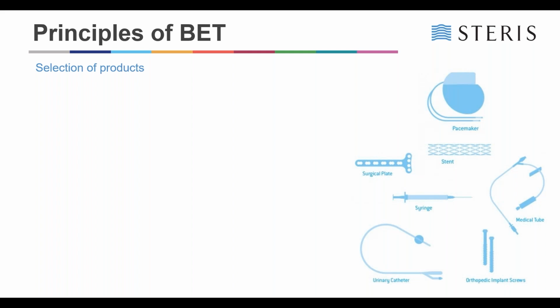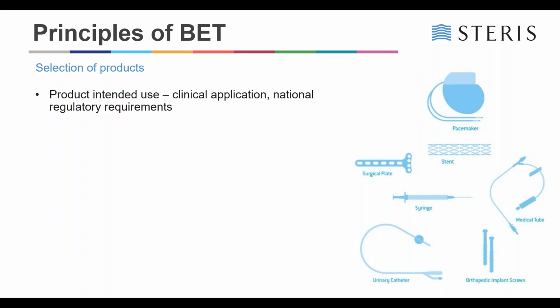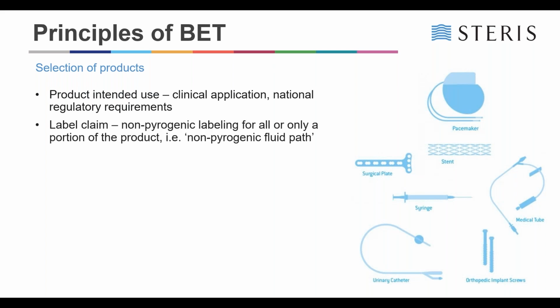So the next thing that we want to look at is some principles of BET. And the first concept here that we have is a selection of products. So the selection of products, first would be products of the intended use and how the product will be used in a clinical setting. Products can be with a label claim that they're non-pyrogenic, or maybe a fluid path is non-pyrogenic.